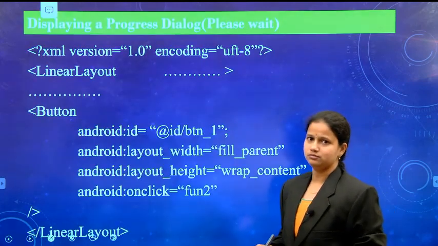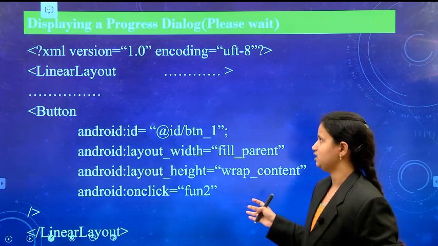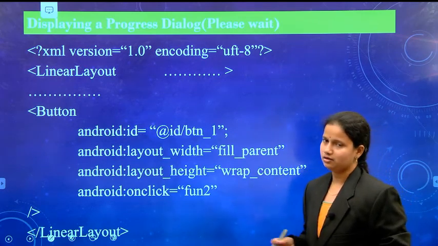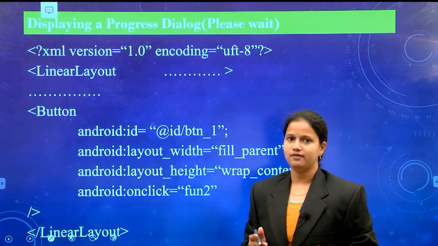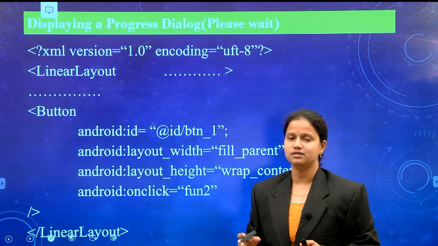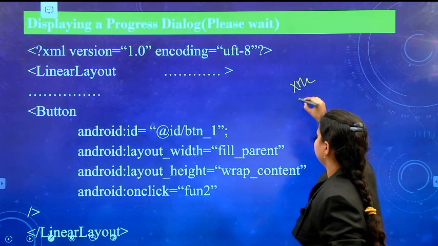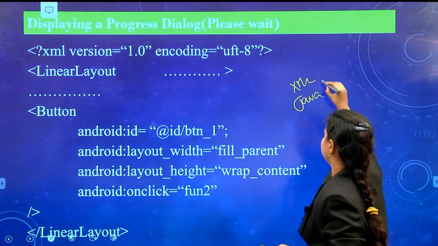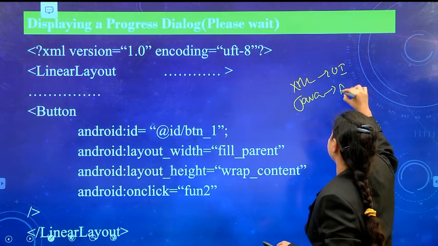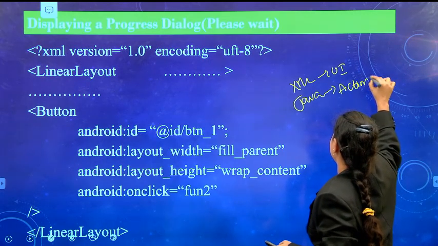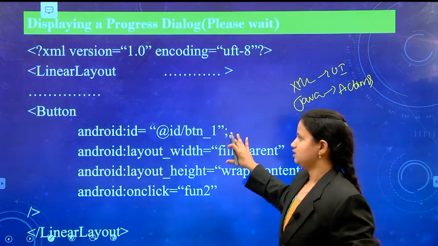So, how do we do the programming for displaying a progress dialog? This is the task for this session. The first step is creating your application. In that application we have different files. From those, the main requirements for us are the XML and Java files. XML is used for the user interface design, and Java is for the actions related to the coding. Let us see the XML file.